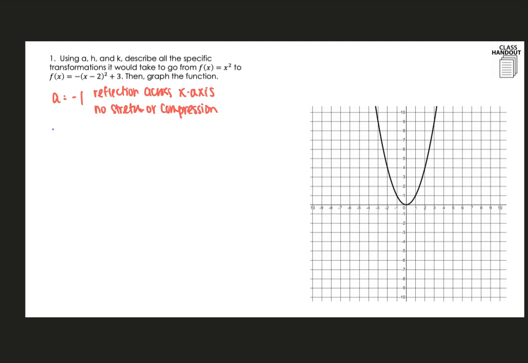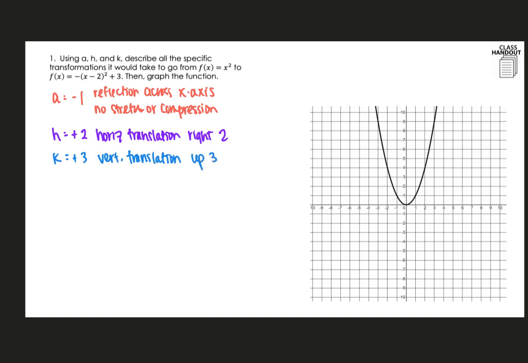All right, next value is h. So for h, we look inside the parentheses and it's the opposite sign, so it's going to be positive 2, which means we have a horizontal translation. Since it's positive, we're going right 2. And then lastly, k is positive 3, which means that we have a vertical translation up 3.